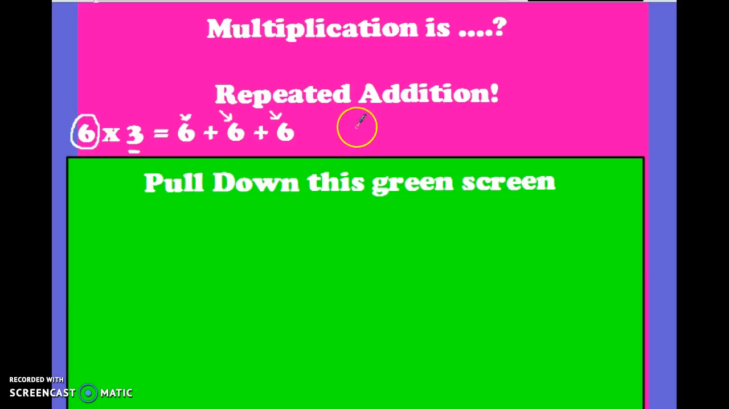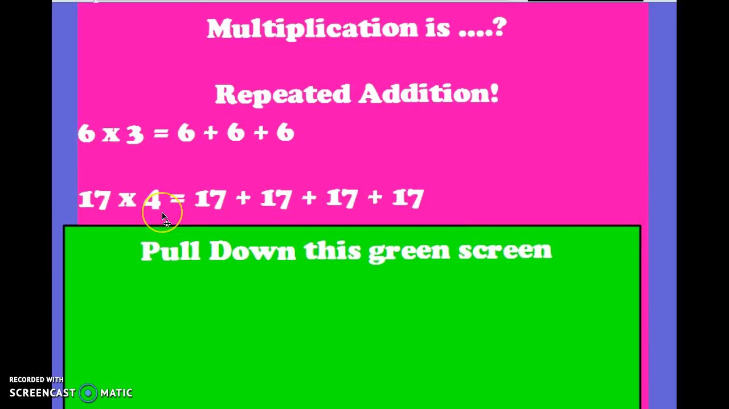The way I like to look at that is thinking as though I have 3 boxes of crayons, and inside each box of crayons, I have 1, 2, 3, 4, 5, 6 total crayons. So a certain number of groups of something fitting in somewhere else. Another example, 17 times 4 is nothing more than saying 17 plus 17 plus 17 plus 17. In other words, I have 4 total groups of the number 17. Here's my first crayon box with 17 crayons in it, my second crayon box with 17 crayons, my third and my fourth box, which all have 17 total crayons.